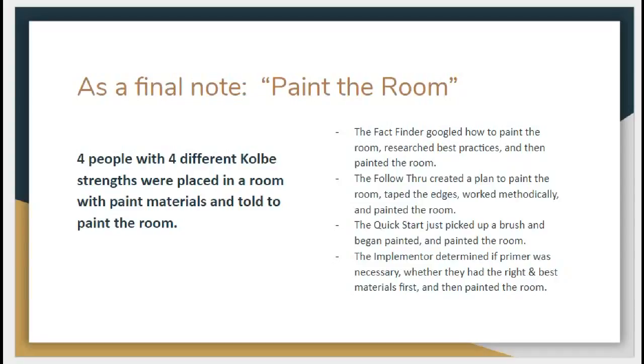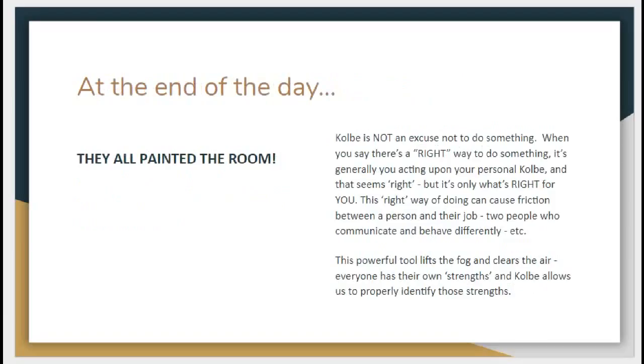The follow through, who has a tendency to integrate past, present, and future, created a plan based on what they had now, where they're trying to get to. They taped out the whole room, made sure their edges were great to go, created a plan, worked methodically, and painted the room. The quick start just picked up a brush and began painting the room. The implementer took time to determine if there was primer necessary or whether they had the right materials or the best materials, and then they painted the room. The point is that they all painted the room.